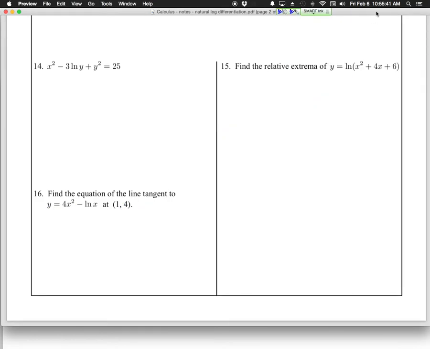All right, 14. (x squared minus 3) natural log of y plus y squared equals 25. Solve for y prime. Do not need to solve for y.